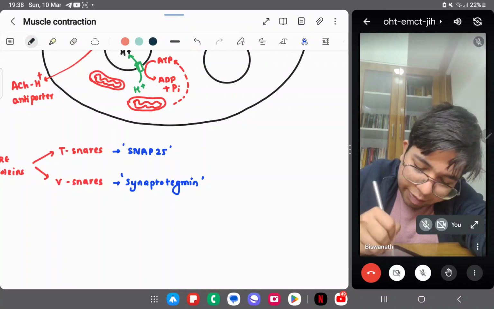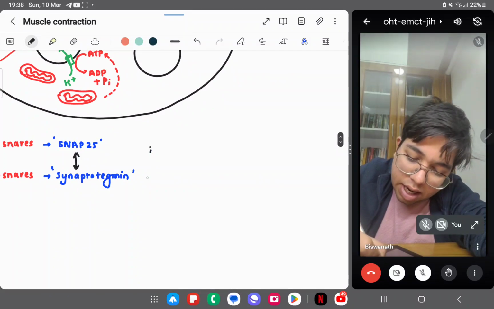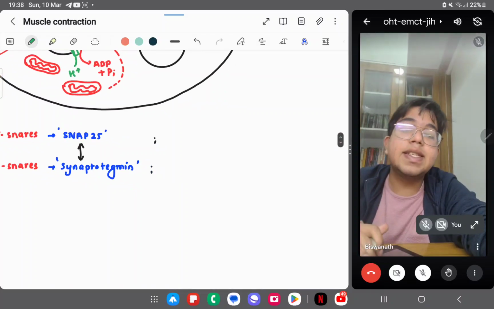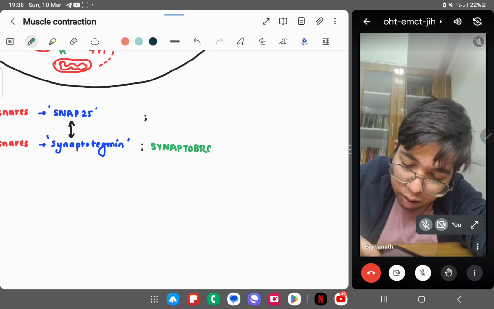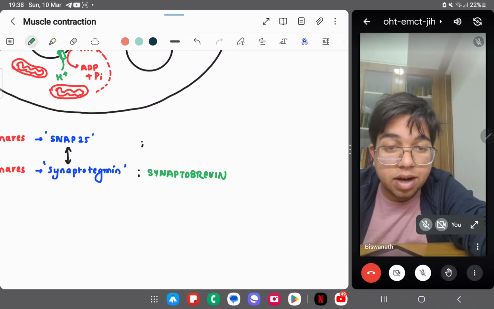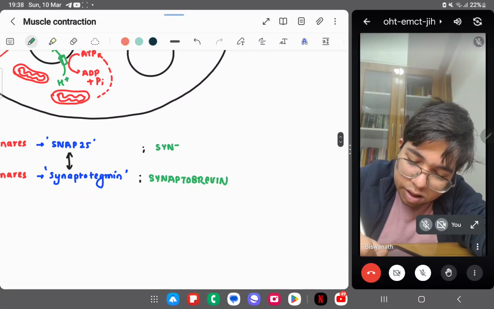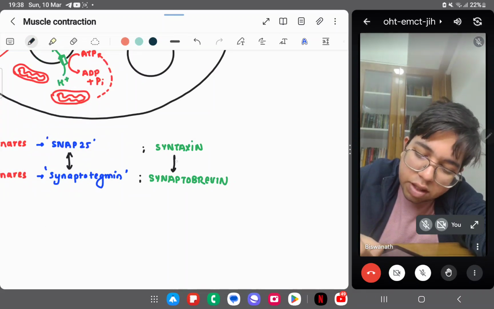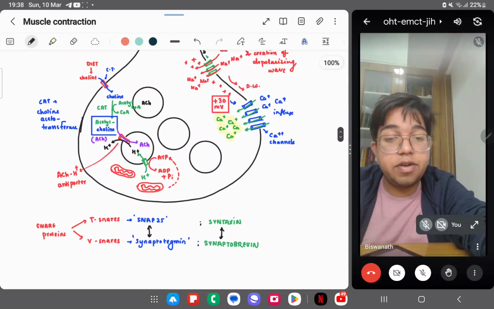These two proteins will be fusing with each other. T snares and V snares always fuse with each other. Another example: an important example of V snare is synaptobrevin, and an important example of T snare is syntaxin. And these two will be fusing with each other. Done.